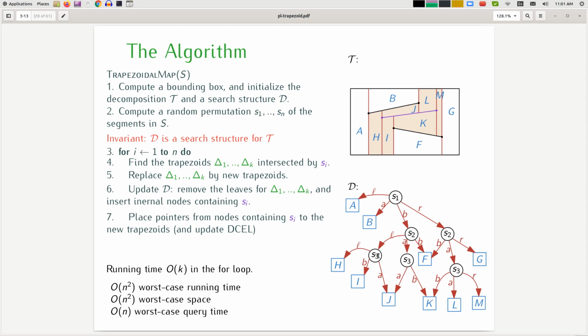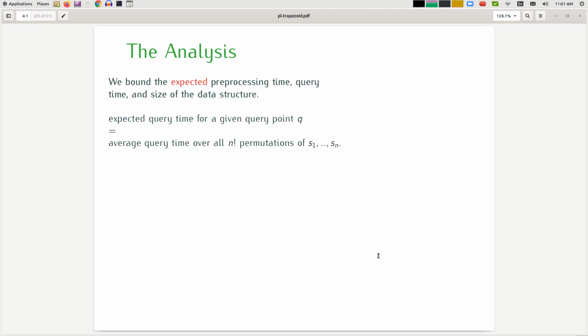We now look at the analysis of this algorithm. We want to claim that if you randomly shuffle the line segments that we use in this incremental algorithm, then the expected query time will be log n. To do that, we first see what expected query time means.